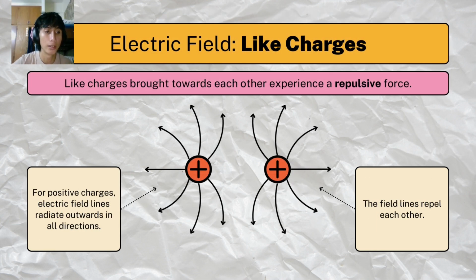Like charges. Like charges brought towards each other experience a repulsive force. For positive charges, electric field lines radiate outwards in all directions. As you can see, the field lines repel each other.